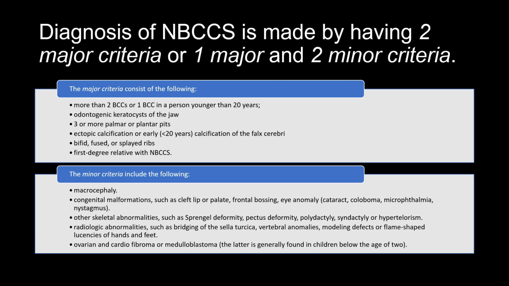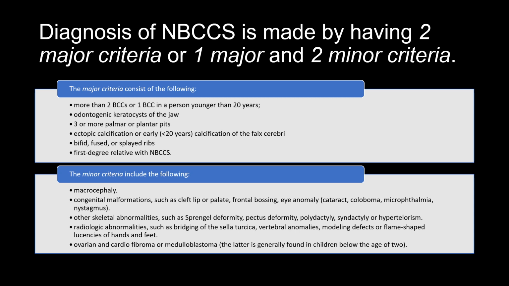The diagnosis of Gorlin Goltz syndrome is based on major criteria and minor criteria. The diagnosis is made by two major criteria or one major and two minor criteria. The major criteria include more than two basal cell carcinomas or one basal cell carcinoma in a person younger than 20 years, OKCs of the jaw, usually multiple, three or more palmar or plantar pits, ectopic calcification or early calcification of the falx cerebri, bifid rib, and first degree relatives also presenting with similar features. These are the major criteria.